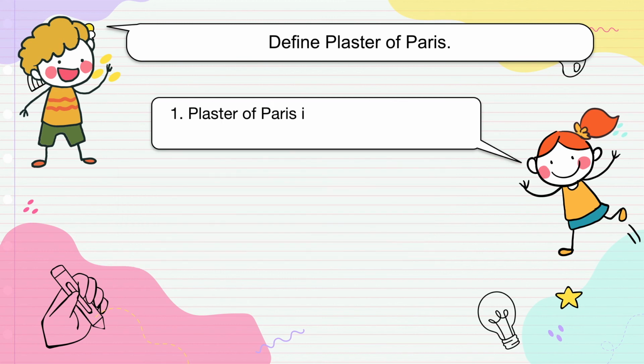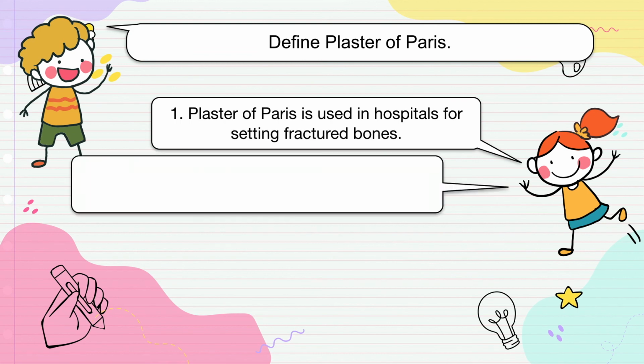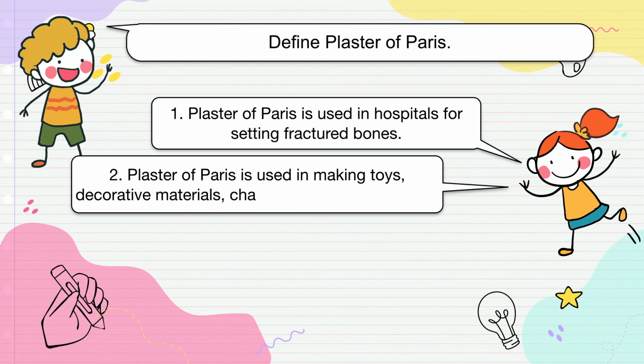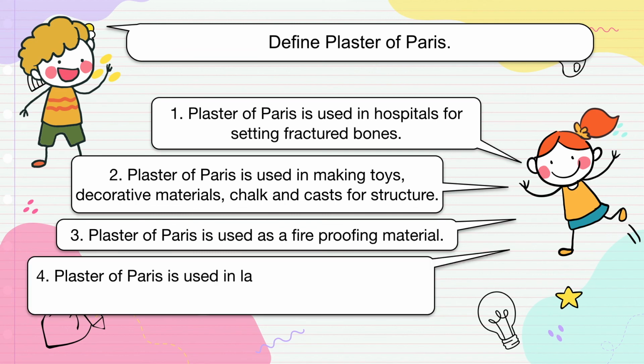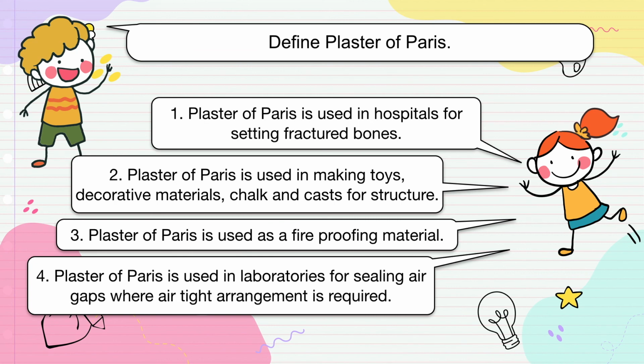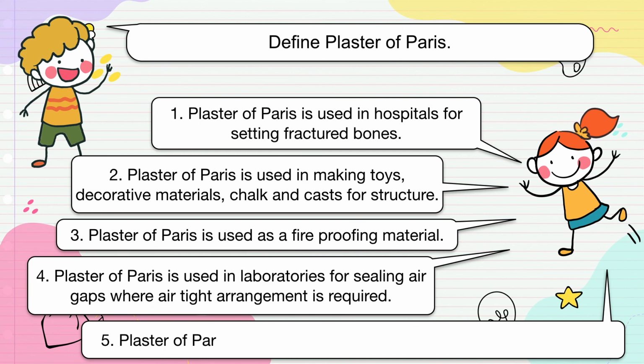Uses. Plaster of Paris is used in hospitals for setting fractured bones. Plaster of Paris is used in making toys, decorative materials, chalk, and casts for structure. Plaster of Paris is used as a fireproofing material. Plaster of Paris is used in laboratories for sealing air gaps where an airtight arrangement is required. Plaster of Paris is used for making surfaces smooth before painting.